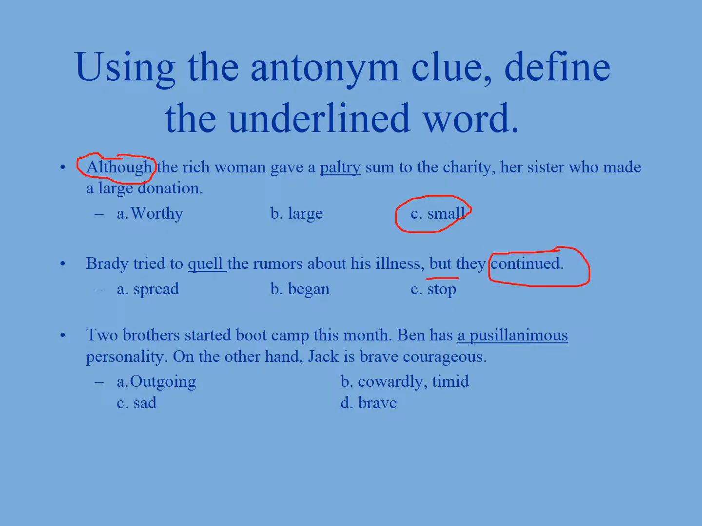What is the opposite of continue? If you said stop, you are correct. Brady tried to stop the rumors about his illness, but they continued.